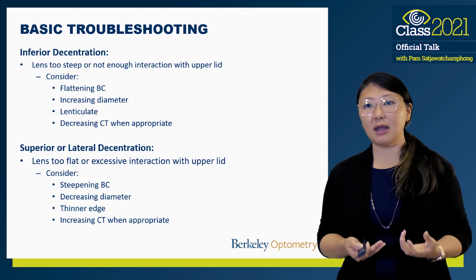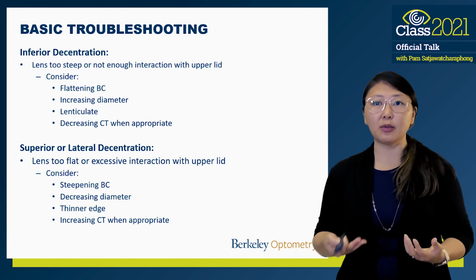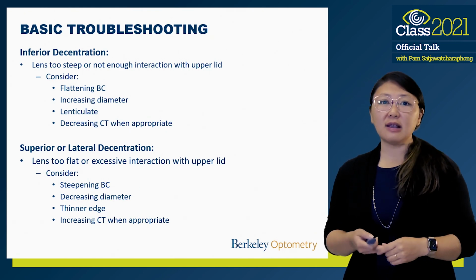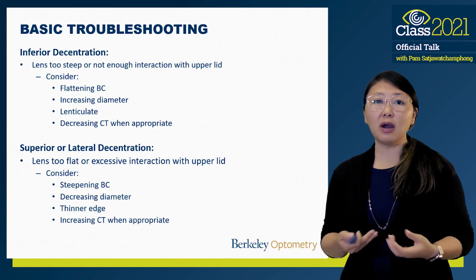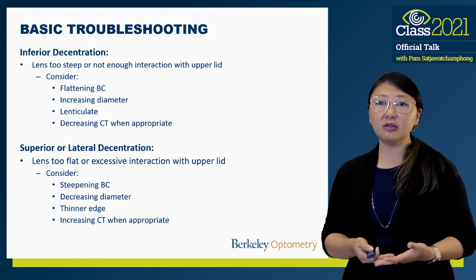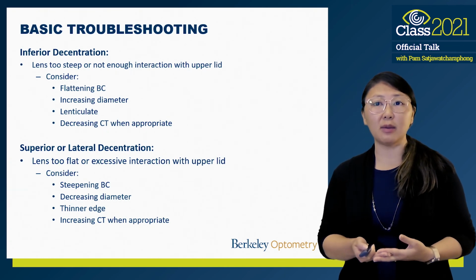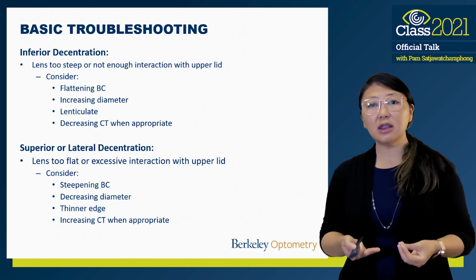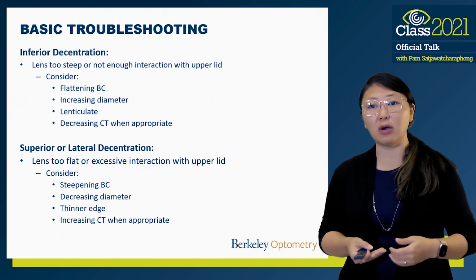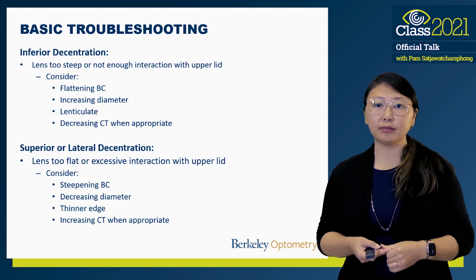Decentration is oftentimes an issue with the alignment not being appropriate. So when you see inferior decentration, this may suggest that your lens is too steep or that you're not getting enough interaction with the upper lid. So you might consider flattening the base curve, increasing the diameter to increase that interaction with the upper lid. You may lenticulate the lens, which can help reduce the overall weight of the lens, which might be causing it to drop downward, or decrease the center thickness if that's appropriate.